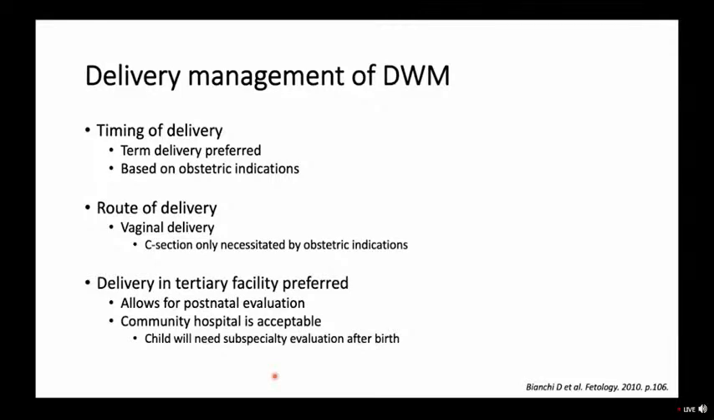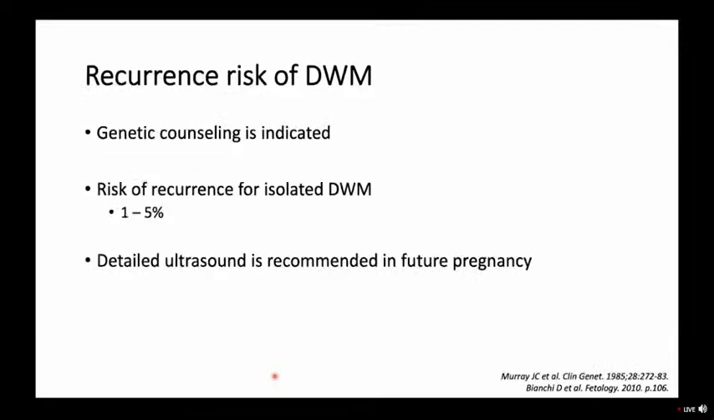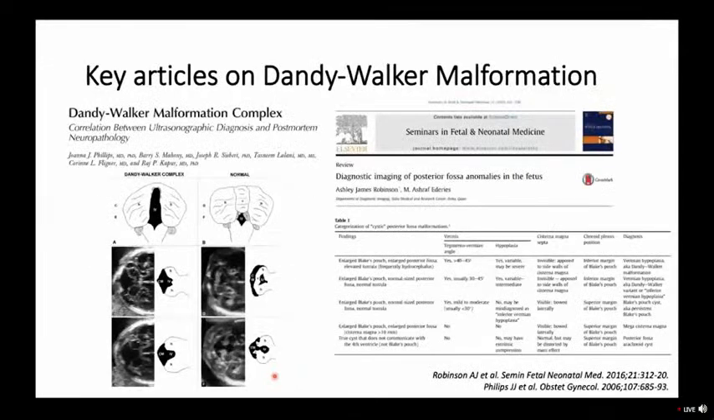Any child that has a brain abnormality detected on prenatal ultrasound, I would recommend be delivered in a big hospital, a large city, high acuity, tertiary level facility. It allows the baby to have a neonatal head ultrasound, a neonatal CT scan of the head, and neonatal MRI. When you make a Dandy-Walker malformation diagnosis, it's unlikely to recur, a 1 to 5% recurrence rate. We would still encourage these patients to get a detailed anatomic ultrasound in a subsequent pregnancy. Key articles for you guys.